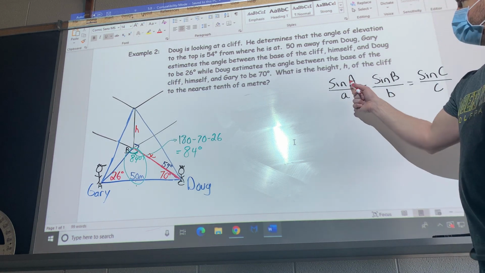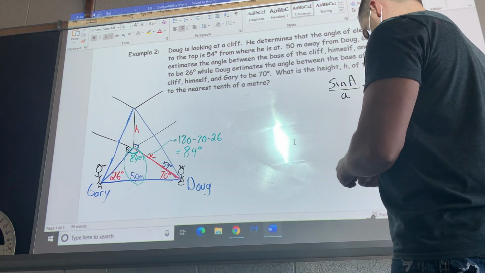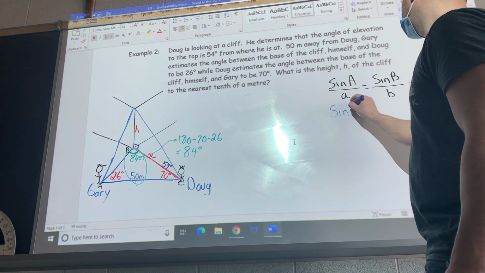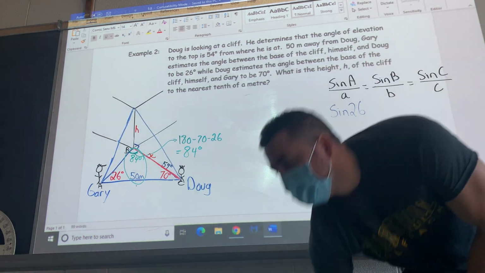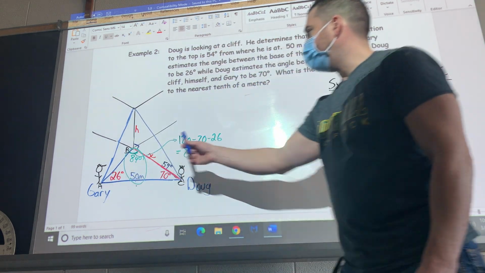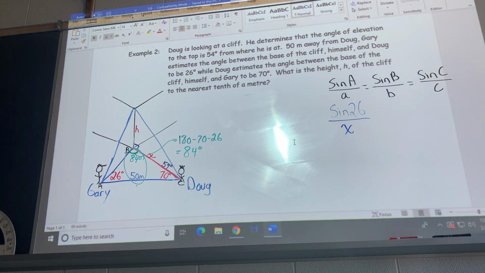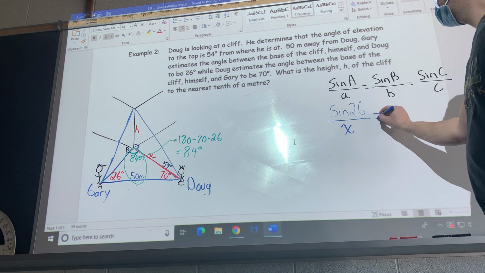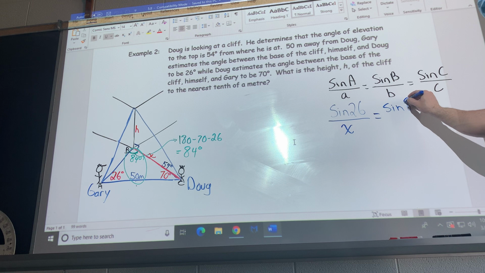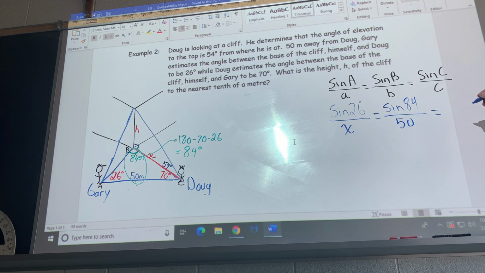Okay, so we have sine A, so sine 26. Side A, we don't know, which is X. So that means we have to use that one. Okay, let's go over B's. So we have B is 84, and the side B is 50. And then we have C, which is 70, but we do not know side C.